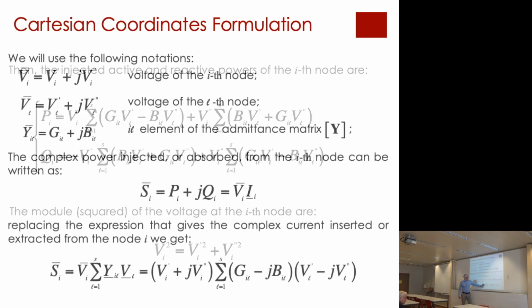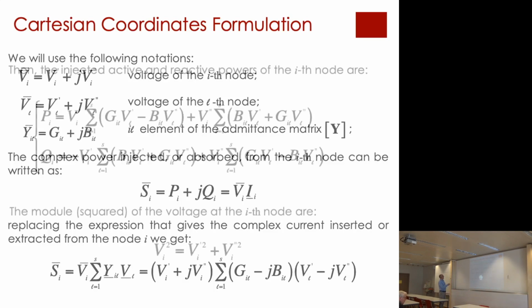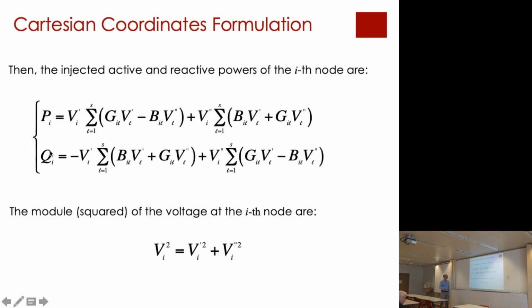So I take the real part of this product and the imaginary part. The real part is the active power P_i injected in node i, equal to this combination of these two sums. And Q_i, the reactive power injected into node i, is the imaginary part of the previous equality. What are these two equations? These are the equations of the load flow.